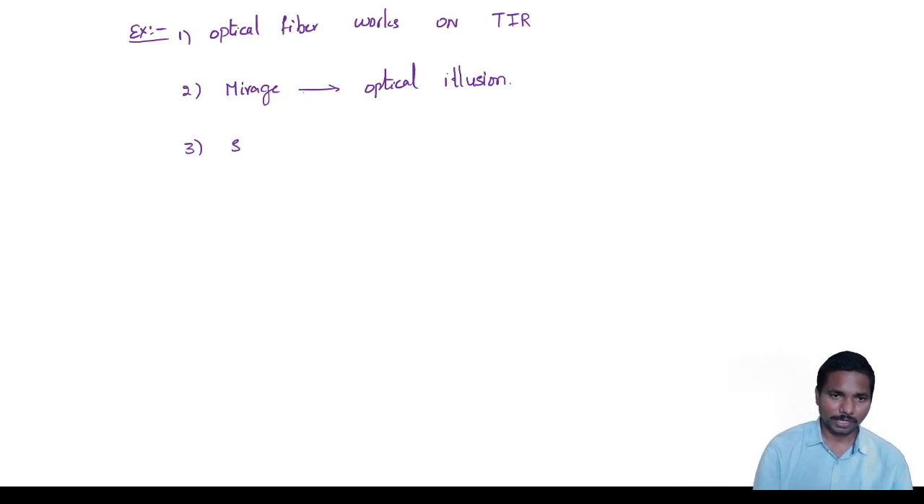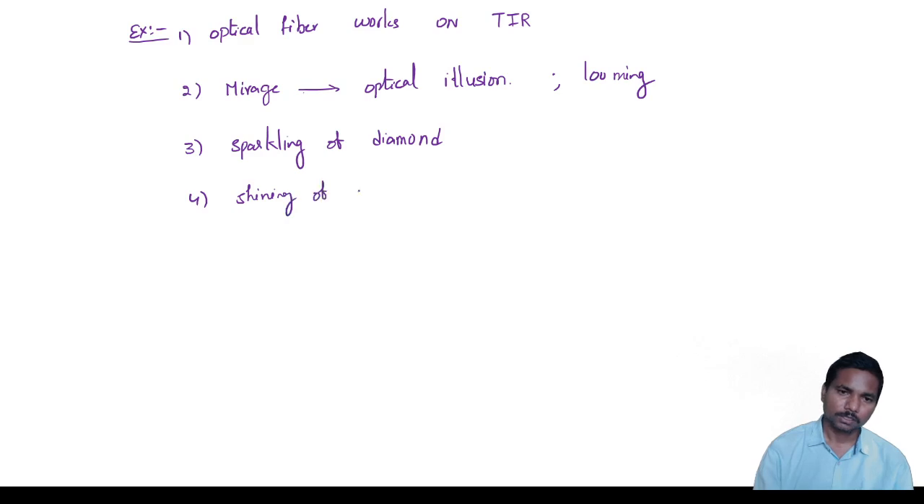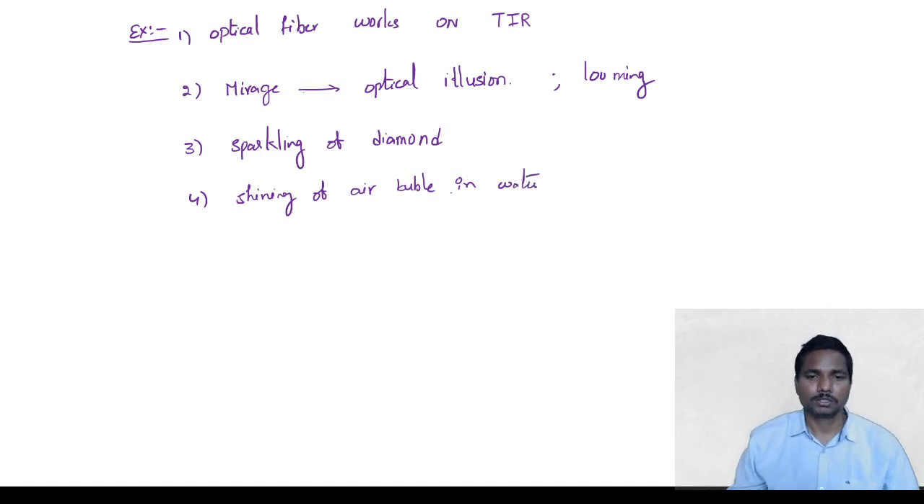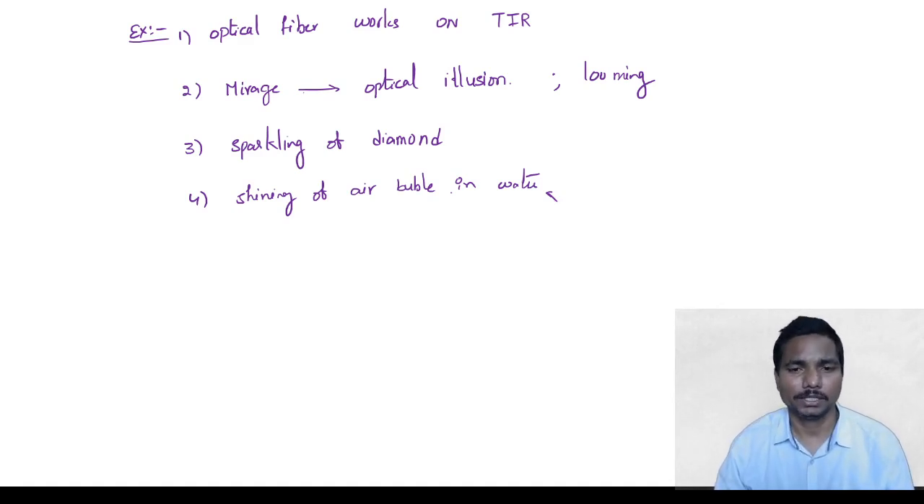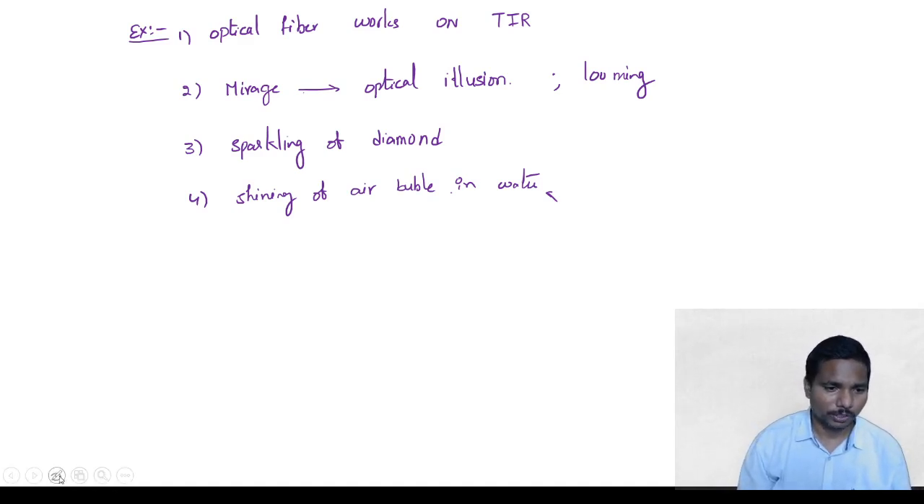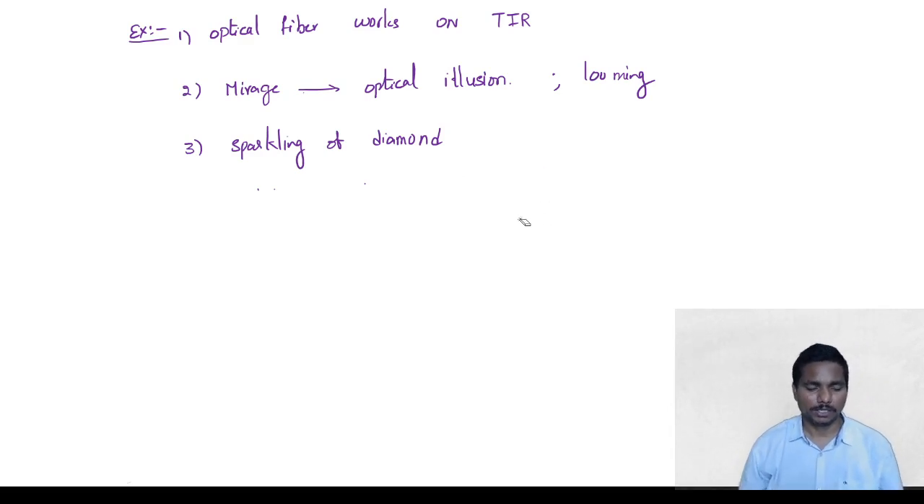And sparkling or shining of diamond, and also looming, are also based on the concept of total internal reflection. And shining of an air bubble in water. Here also we have the concept of total internal reflection. Shining of an air bubble involves not only total reflection but also interference of light. So to avoid confusion, I am going to eliminate this. Okay, so these are the three important examples of total internal reflection.